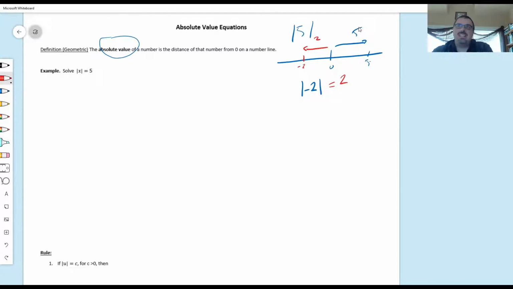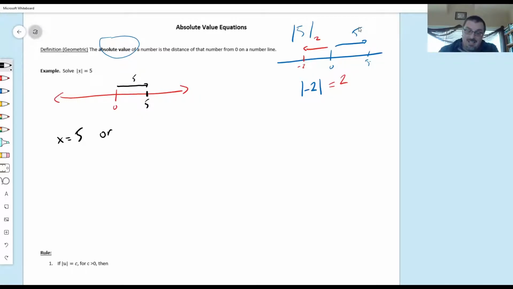So we want to use that idea to solve the absolute value of x equals 5. What we're saying here is the distance of x from 0 on the number line, so look at it this way, here is 0. X is exactly 5 units from 0. And I can travel left or I can travel right. So if I travel right, from 0 I go 5 units, it puts me at positive 5. So x can equal 5.